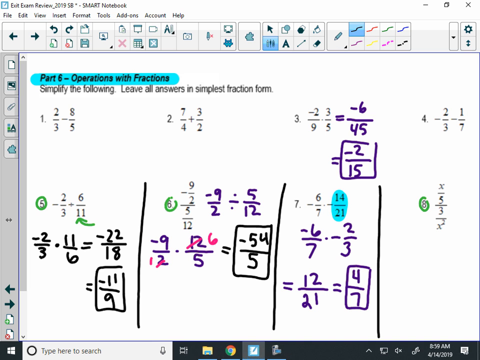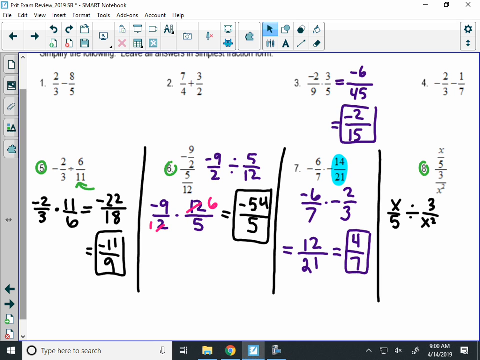Finally, number 8, same thing, only we have x's. This is x over 5 divided by 3 over x squared. Now, when I divide, these are rational fractions. Our next unit is going to be working with these kinds of fractions that have variables.